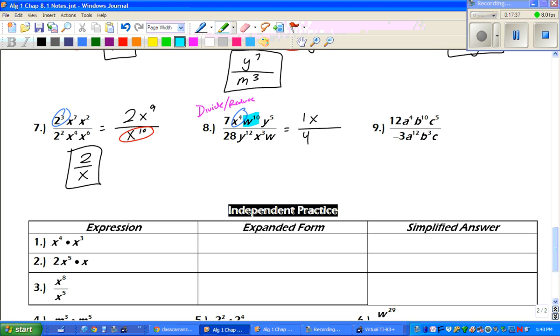Let's look at the w's. Okay, who wins, the top or the bottom? The top wins, and the top wins by, was that 9? And then let's look at the y's. Who wins, the top or the bottom? The bottom wins, and the bottom wins by 7.